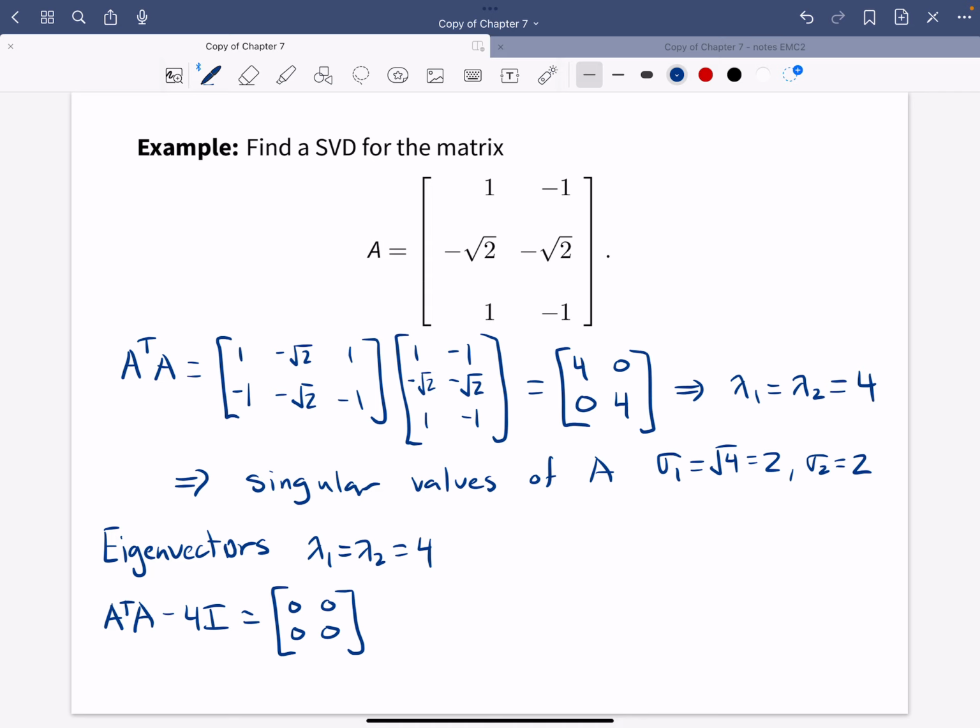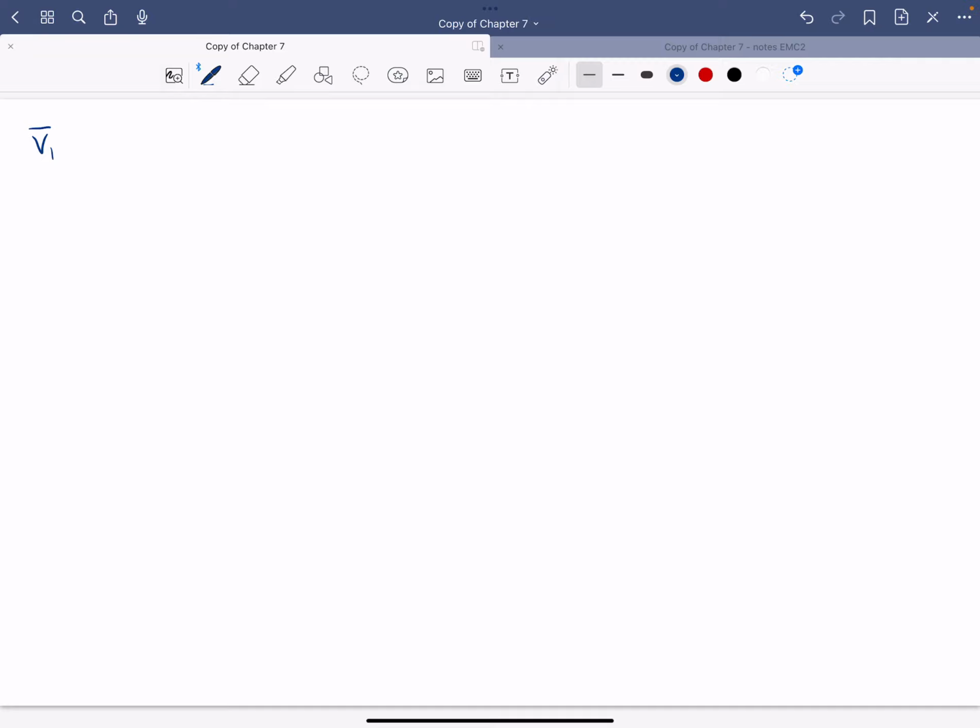So if you haven't seen this before, this can be kind of confusing. You don't know what to do at this point. But really, because there's no pivots in this matrix, it means that both variables are free. So x and y are both free variables. So we can take our vector xy, and we can split it up and get one vector for each of our free variables. Okay, and now that we've done that, this gives us our v1 and v2. So v1 is equal to 1, 0, and v2 is equal to 0, 1.